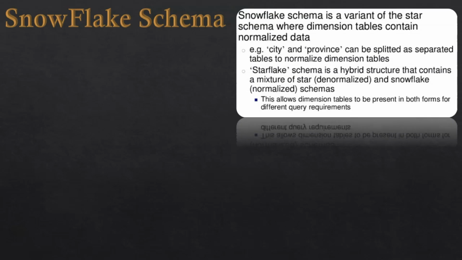Snowflake schema is basically a variant of the star schema where dimension tables contain normalized data. Now what is normalized data? Friends, if I am combining the data into one big table, we are normalizing it. And when we are breaking data from one table into different tables called fact and dimension tables, we are denormalizing. This is just a very high level discrepancy I can explain to you between normalized and denormalized data. For example, city and provinces can be split as separate tables to normalize dimension tables.